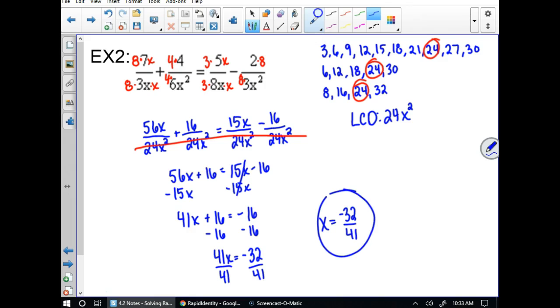Is that answer okay? Will it give you a 0 in the denominator of any of your original equation? It will be fine because what's the only number that could give you a 0 in the denominator for this one? 0 is the only number. It's not always, but it is on these first two. So this is your answer. Okay, questions?